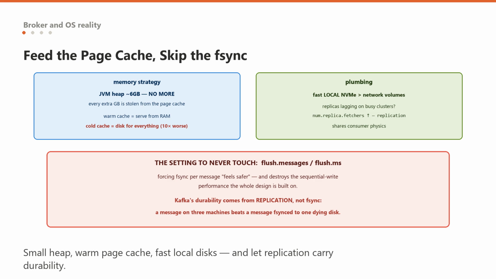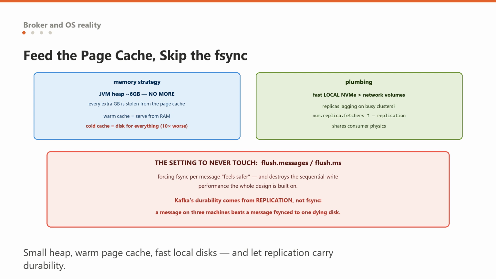Second, disks and replication plumbing. Fast local NVMe storage, not network volumes, if you can choose. And if replicas fall behind on busy clusters, raise num.replica.fetchers so follower brokers copy data with more parallelism. Replication shares the same physics as consumers. Third, the thing not to do.